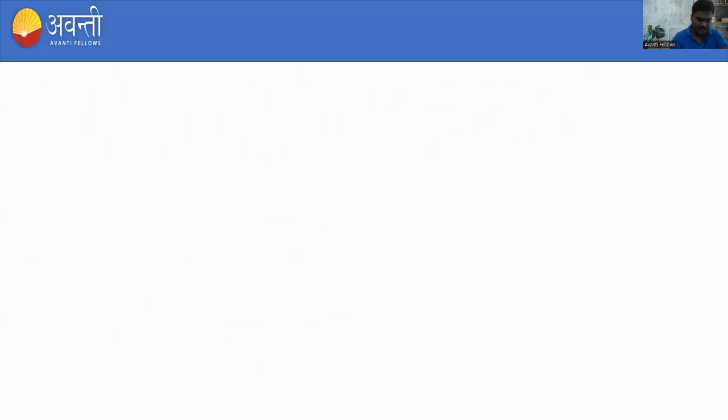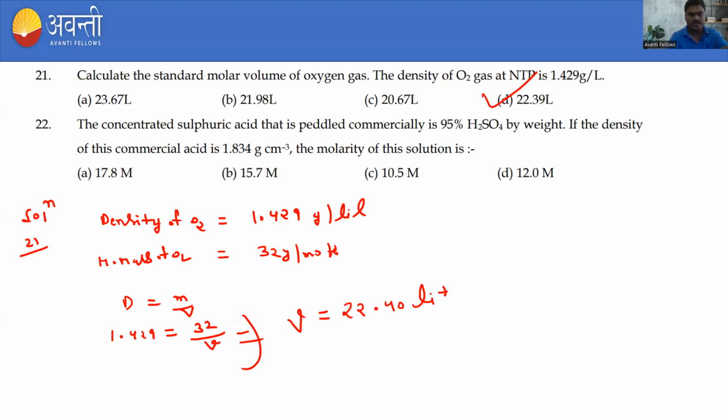Okay, chalo. Let's move to the next question. In this question, you need to calculate the molarity of a solution. The concentration of sulfuric acid sold commercially is 95% H2SO4 by weight. If the density of the commercial acid is this, then the molarity of the solution is. So you have to calculate the molarity of the solution. We know that it is 95% H2SO4 by weight.